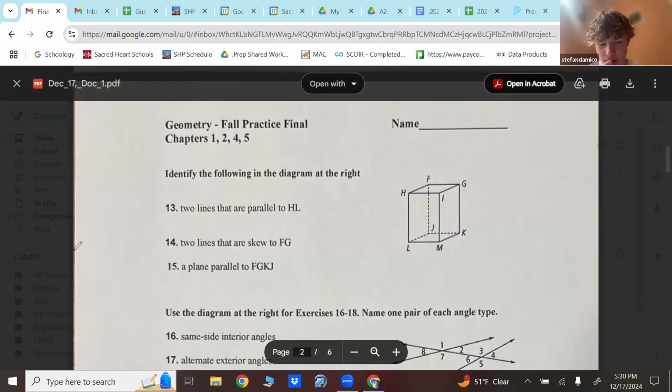Now, do you know what skew means? Skew means they don't touch, but are not parallel. So let's look at FG. FG is right here. Notice that MK won't touch FG, but they're not parallel because they're not going the same direction. They just don't touch because they're positioned away from each other. And then LJ could be another one. So you say MK, LJ. Now, the plane parallel to FG, KJ would be this plane. So you can say plane HILM, HIML, sorry.